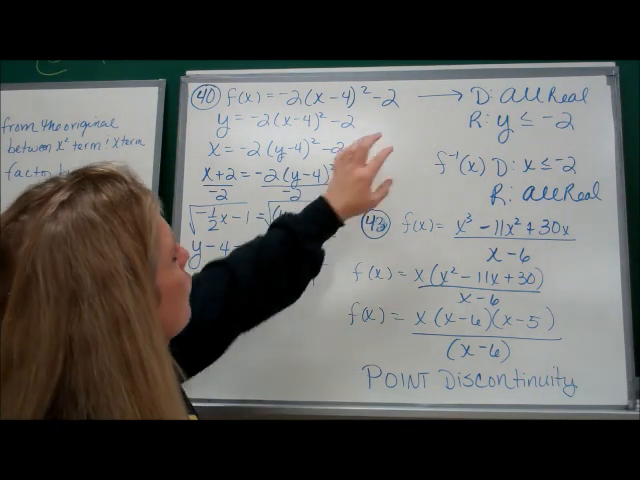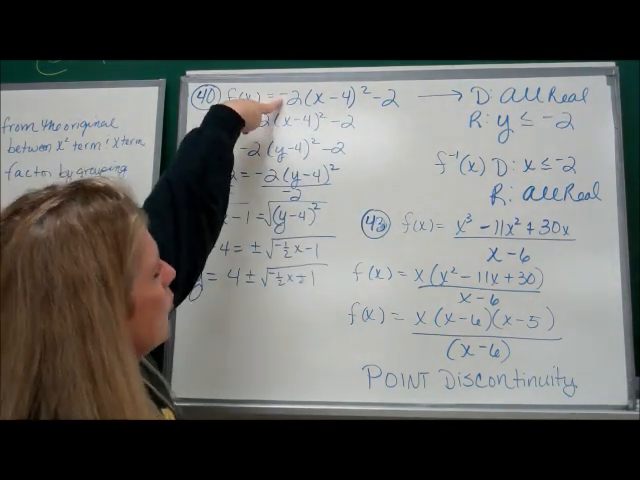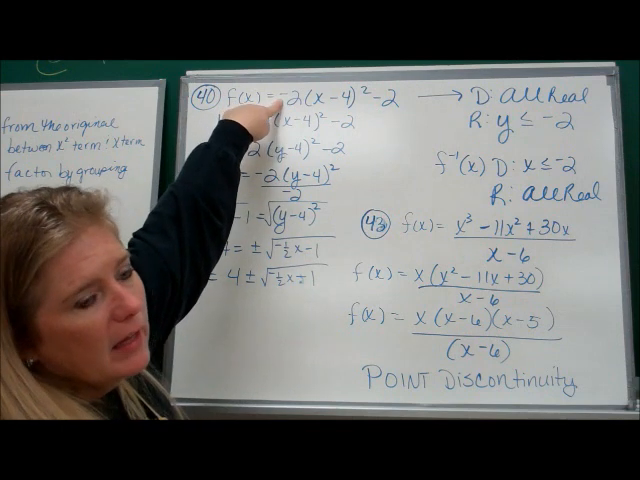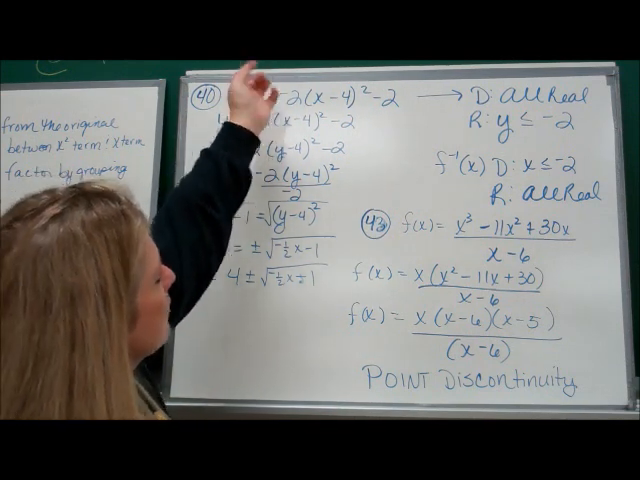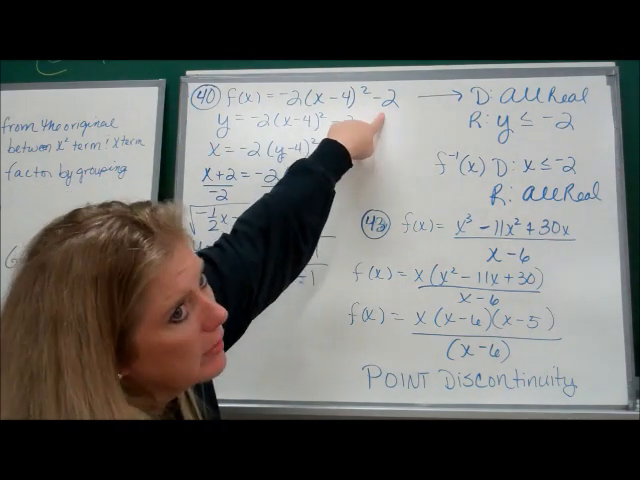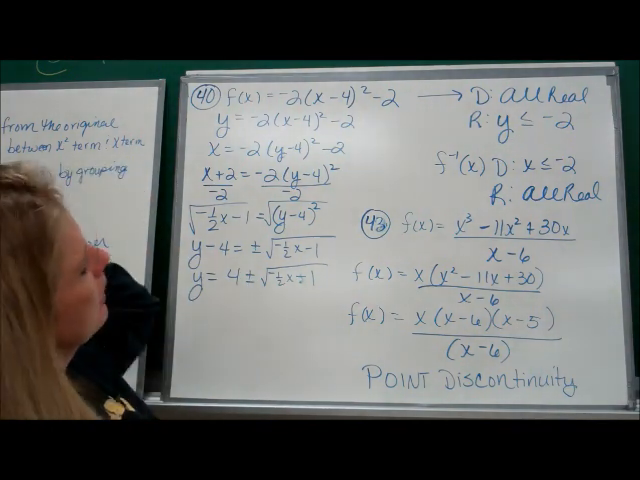Now the range is, this is a parabola. It opens down, which tells me that the vertex is the maximum. So that means all the y's are going to be less than the y coordinate of the vertex. So that's where we got less than or equal to here.